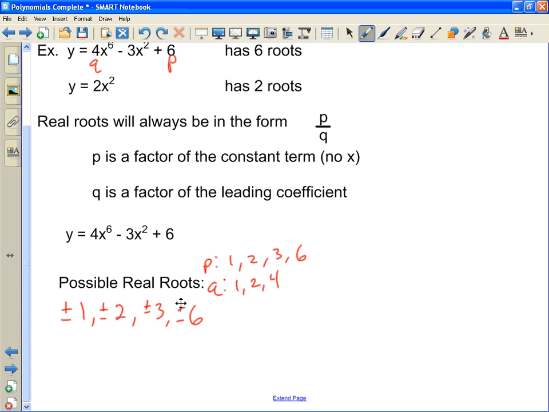I can put 6 over 1. I can put 1 over 2, so positive or negative 1/2. I should stick with just one bottom q value first. So I can put 2 over 2, which is 1 again, and I've already listed that, so I'm not going to list it again. I can put 3 over 2, so positive or negative 3/2. I can do 6 over 2, which is 3, and I've already listed that one. I can do 1 over 4. I can do 2 over 4, which is 1/2 again, which I've already listed. 3 over 4, which is a new one. Or 6 over 4, which is 3/2. So these are all the possible roots. 2, 4, 6, 8, 10, 12, 14, 16 possibilities for what real roots I could have.